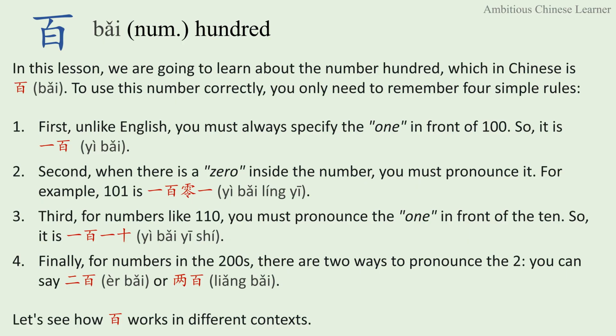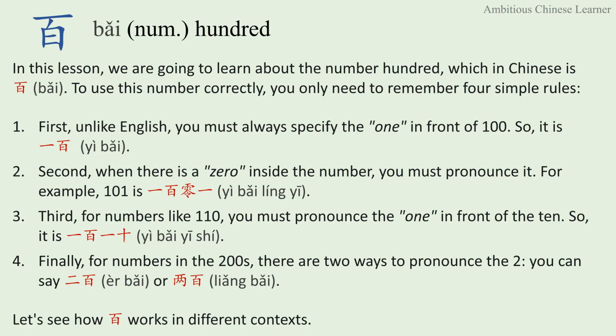First, unlike English, you must always specify the 1 in front of 100, so it is 一百. Second, when there is a 0 inside the number, you must pronounce it. For example, 101 is 一百零一. Third, for numbers like 110, you must pronounce the 1 in front of the 10, so it is 一百一十.